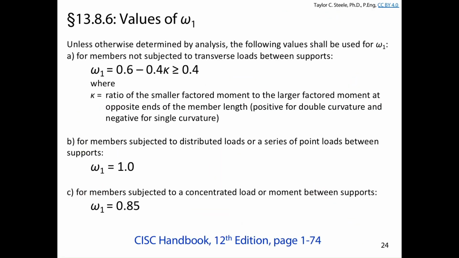1, that's right. So for members subjected to distributed loads or a series of point loads between supports, omega 1 is 1. Okay, so omega 1x, based on the shape of the moment diagram, because we have a series of point loads, that's 1, and that comes from 13.8 point whatever clause 6. So that was easy. Or I shouldn't say it was easy, but it's simple compared to some of the other steps.